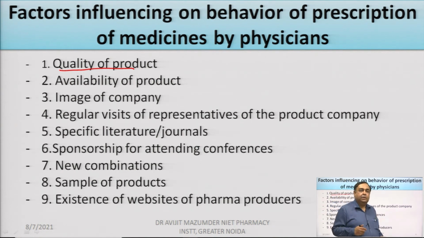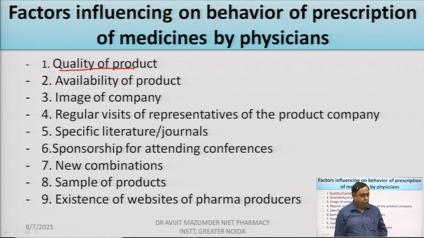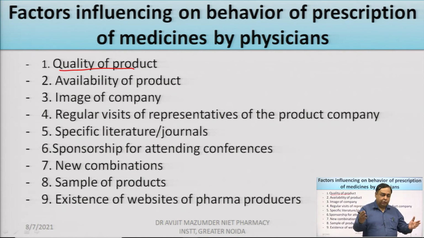Which company's product he or she is writing. The brand image. Next is the regular visits of the representative of the product company. Whenever you are going to the doctor, you are showing them with your laptop the salient important features of your product. And whenever you are showing the salient features of your product, there are a large number of situations where you are providing them with leaflets, with smaller booklets, mainly given in the pictorial form, specific literatures.